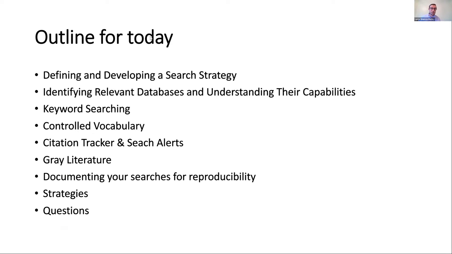So let's talk about what we're going to do today. We have an ambitious agenda, with a lot of fun things to do together. First, we're going to talk about defining and developing that search strategy. We're going to talk about identifying relevant databases and understanding what to look for in a database whenever you're getting started. We're going to walk you through starting out with keyword searching and then going even deeper with using controlled vocabulary in your searches. We'll talk about citation trackers and how to use search alerts. We'll also talk about how to find gray literature. Last but not least, we'll talk about documenting those search strategies so that you can reproduce a search, or so that someone can come behind you to reproduce your search. And then we'll talk about actually developing that strategy.